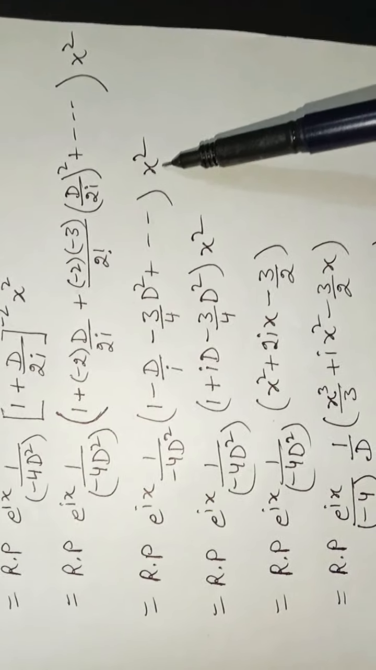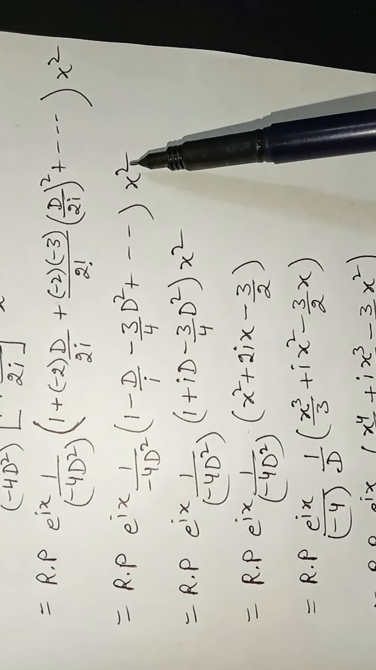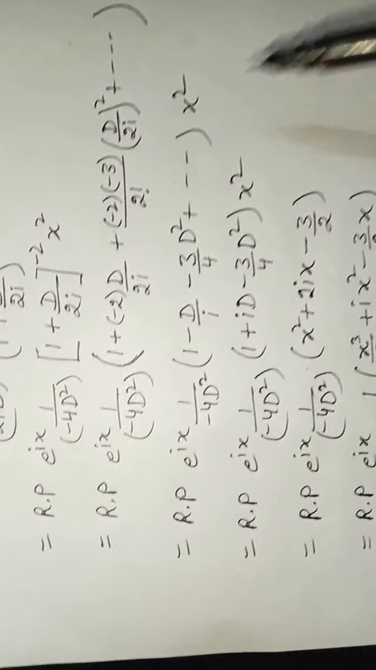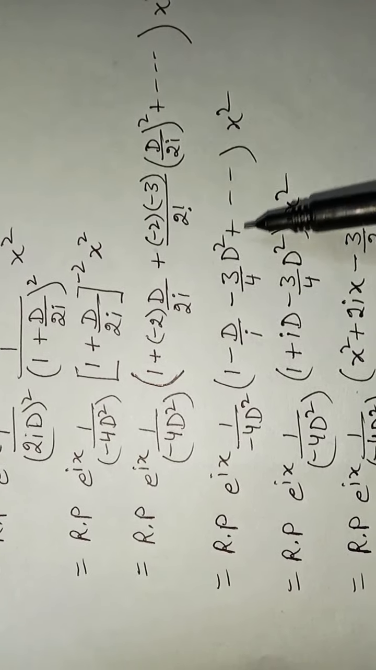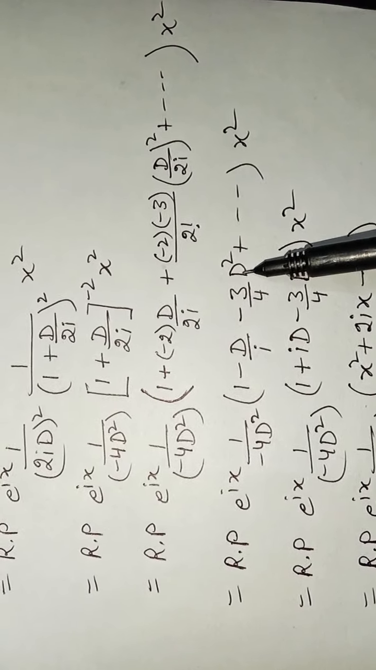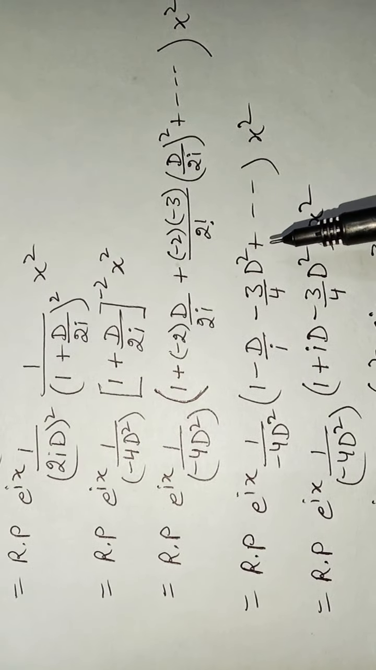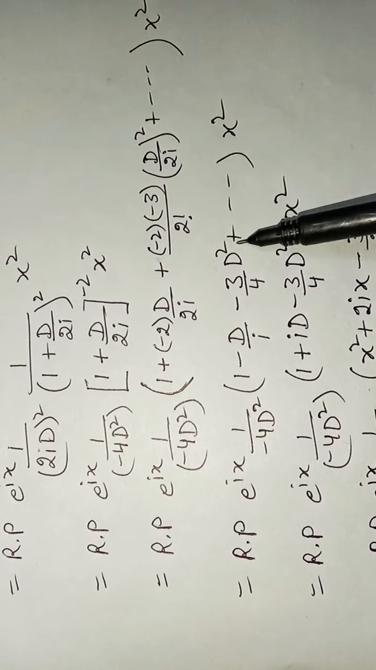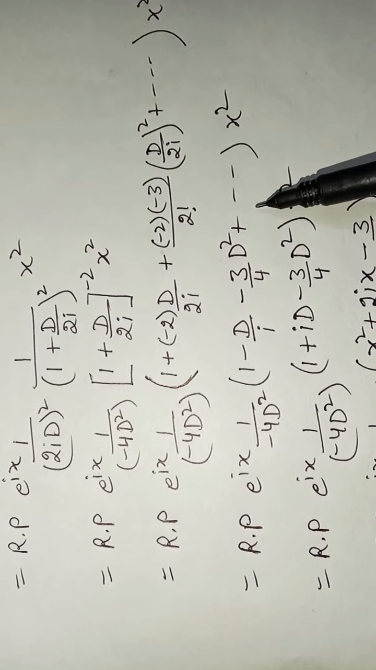Now you can see we are operating this expansion on x². So it means, when we differentiate, D means derivative. When we differentiate x², the first derivative can exist, the second derivative can exist. But from the third derivative onwards, the fourth derivative and so on, they are all 0. So we write only the first 3 terms of this expansion. We don't write the rest of the terms because they will not give any contribution.